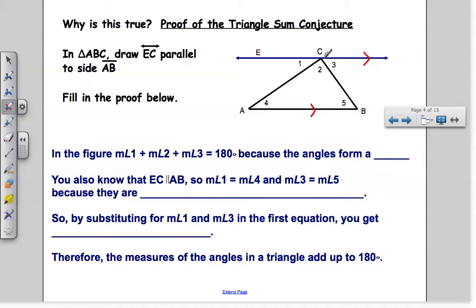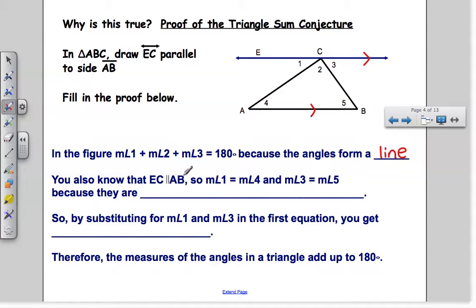Remember last chapter we had a proof that from any point not on a line, there's only one line that's parallel to that line through that point. So I drew in that line parallel to this side of the triangle. And now one thing you know is that measure of angle 1 plus measure of angle 2 plus measure of angle 3 is 180 degrees. Notice where angles 1, 2, and 3 are. Of course those add to 180 because together they form a line. And we know a line, or a straight angle, measures 180 in total.